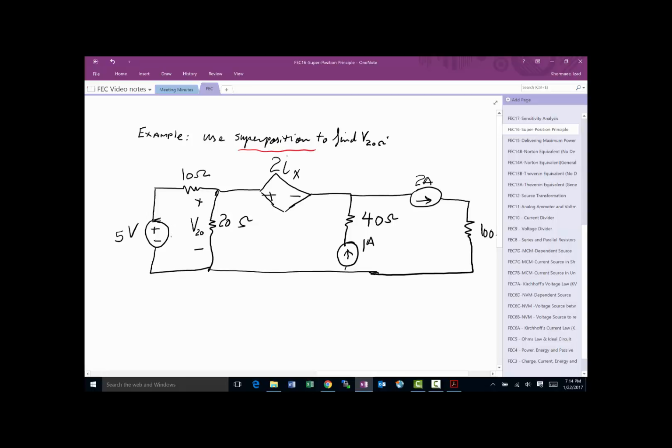We have a total of 1, 2, and 3 independent sources. So we have to deactivate all these independent sources and activate one. So what we're going to do, let's say, is start by activating the 5 volts only. All right.